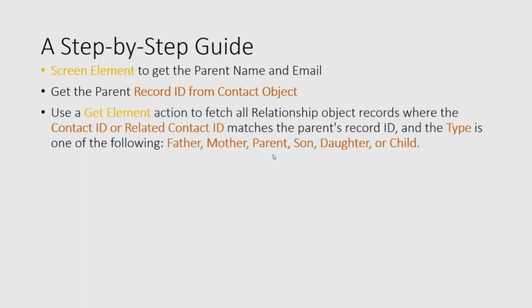Using a get element action, we also have to fetch the relationship. So we have to see if the parent contact ID is there on the related contact ID or on the contact ID of the relationship object. We need to get those details, and what type of relationship it should be: father, mother, or parent if we are getting it from the contact ID, related contact ID side, and otherwise it should be son, daughter, or children.